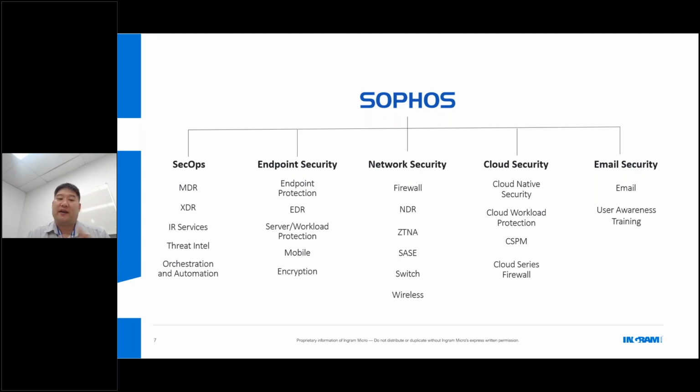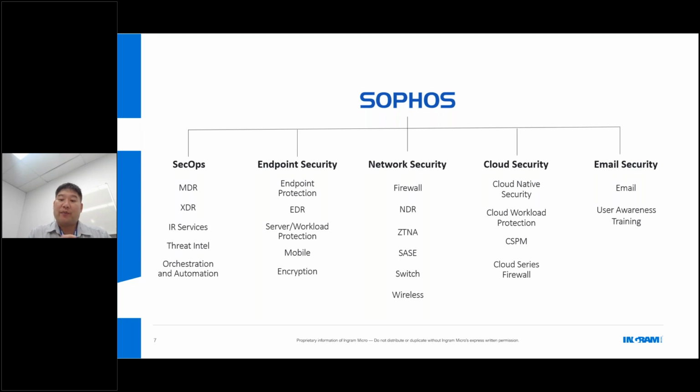We have EDR, XDR, and also encryption. From network security, they cover firewall, NDR, ZTNA, and SASE. They also have switches and access points. From a cloud security perspective, there is cloud native security, workload protection, cloud security posture management, or CSPM, and also email. And lastly, email security and user awareness training. For example, a phishing campaign that's run internally to make sure users are educated around phishing simulations.